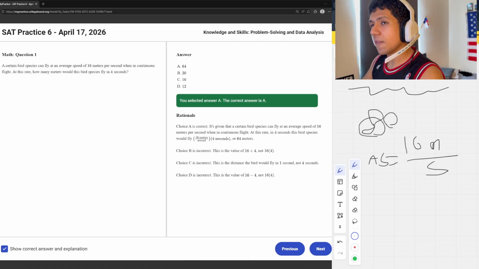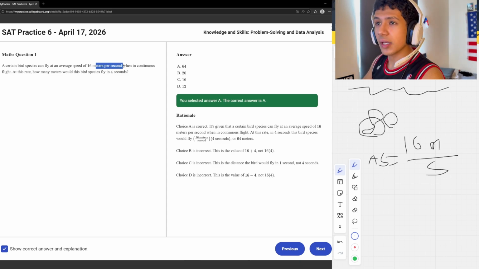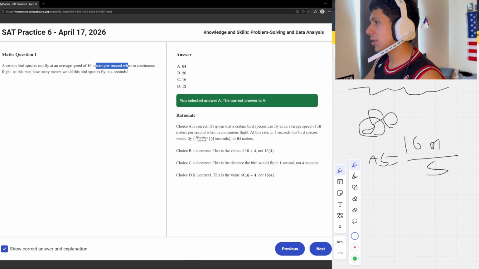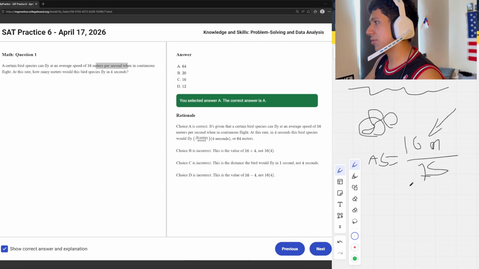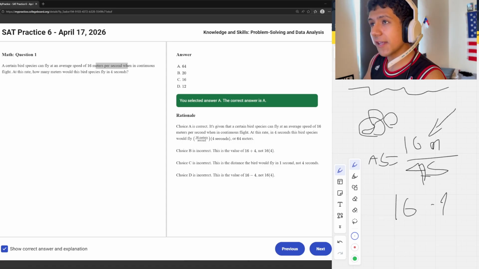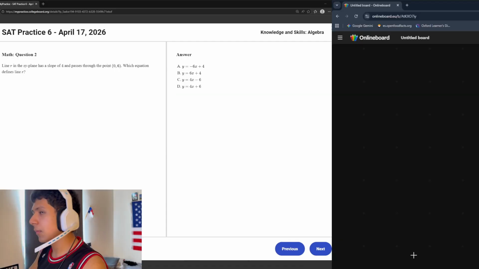How many meters would this bird species fly in 4 seconds? So you just plug it in. 16 meters per second, so every 1 second it flies 16 meters. So in 4 seconds it would fly 16 multiplied by 4, which is 64. So 64 is the answer. Option A is the answer here.